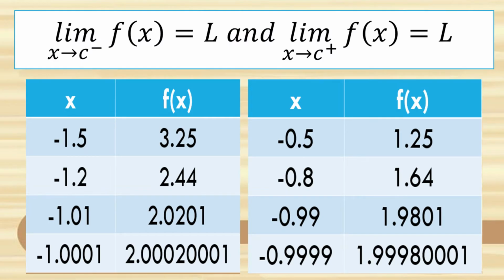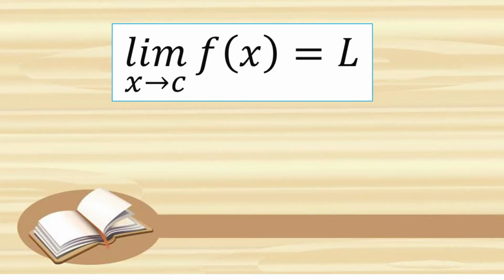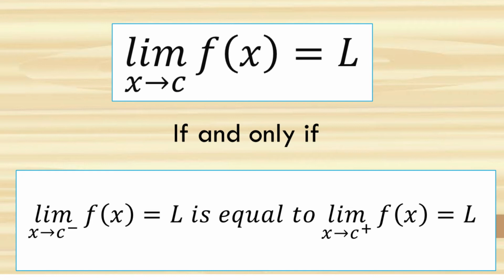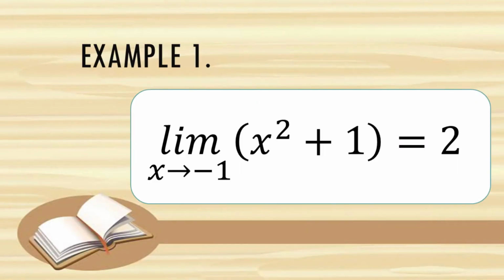What can you observe about the values of f of x? If you round these numbers to the nearest whole number, what do you think is the answer? Take note that the limit of f of x as x approaches c is equal to L if and only if the limit of f of x as x approaches c from the left is equal to the limit of f of x as x approaches c from the right. So the limit of x squared plus 1 as x approaches negative 1 is equal to 2.